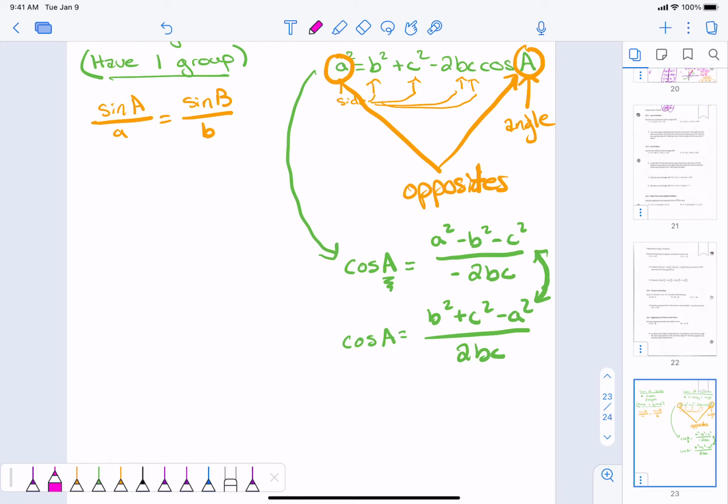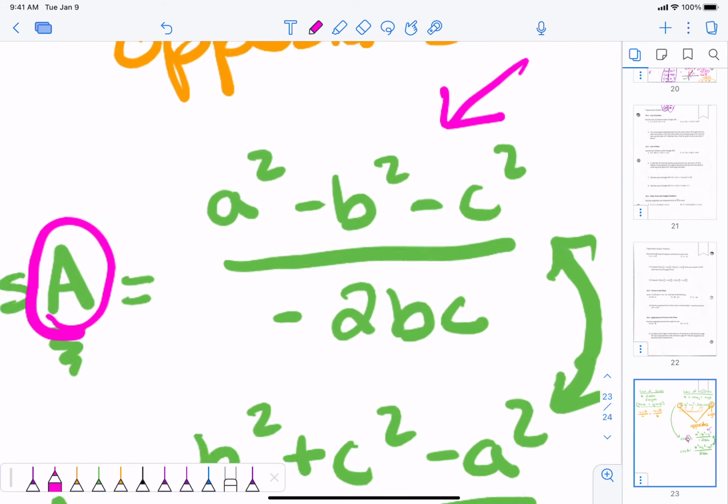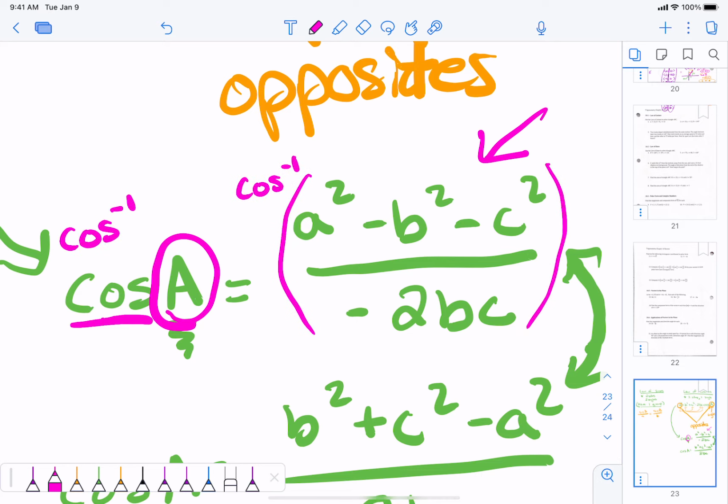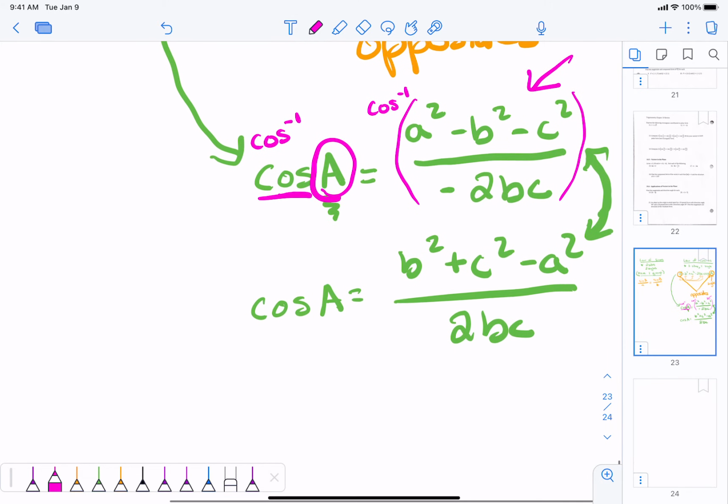when you're solving for angle A, and that is to do what? If you're solving for this angle A and you've plopped everything into here, what's the last step that you have to do? Inverse cosine. I've got to get that cosine to go away. So don't forget to do that. You have to do inverse cosine of all of that junk at the very end. Okay? So all of those things mean exactly the same thing.